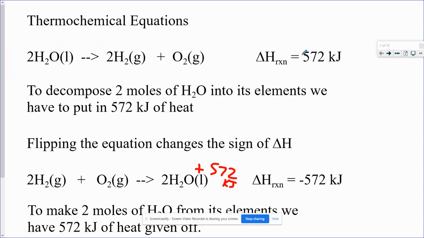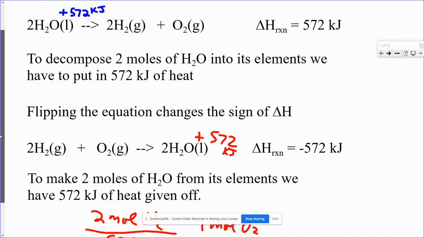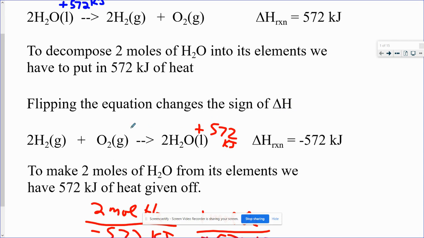I could also, instead of writing it at the end here as positive, write it on the reactant side because I have to add in 572 kilojoules of heat to make this reaction happen. If I flip the equation, then that will change the sign of the delta H. So now flipping it, 2 moles of H2 plus 1 mole of O2 goes to 2 moles of water. Now it's a negative 572 kilojoules because flipping the equation is now exactly the reverse.